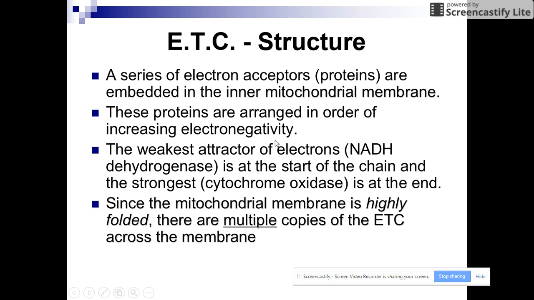And yes, you do need to know the names of these proteins that make up the electron transport chain. So it's at the start, the NADH dehydrogenase, and the one at the end is cytochrome oxidase. And because of the folding of that mitochondrial membrane with all the cristae, you can get multiple copies of electron transport chain across the membrane. It's not like every mitochondria just has one electron transport chain. It would have hundreds or thousands of them. And that is because of that increased surface area with the folding of the inner mitochondrial membrane.